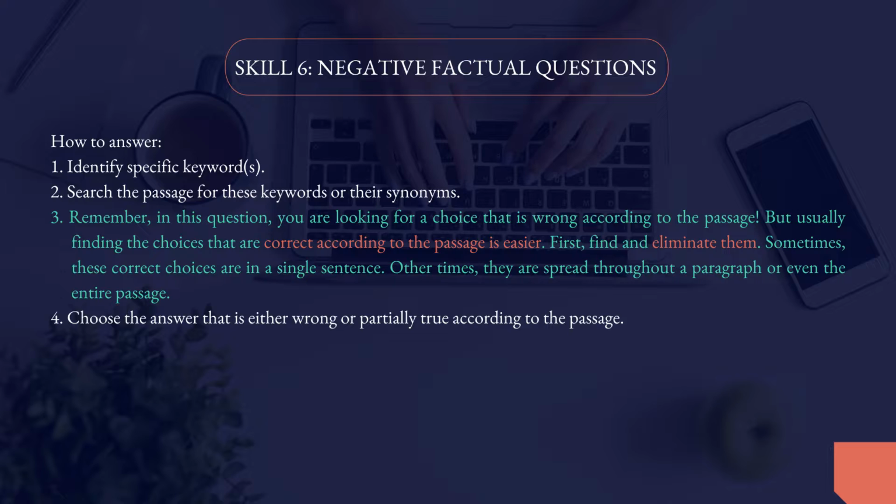Sometimes these correct choices are in a single sentence. Other times they are spread throughout a paragraph or even the entire passage, which makes these questions sometimes irritating and annoying. Step number 4, choose the answer that is either wrong or partially true according to the passage.